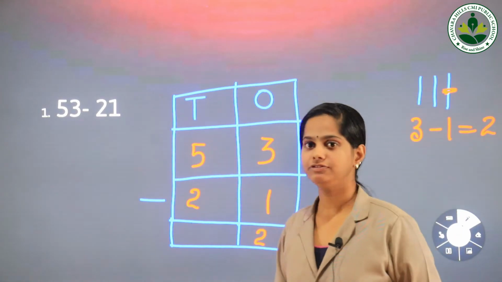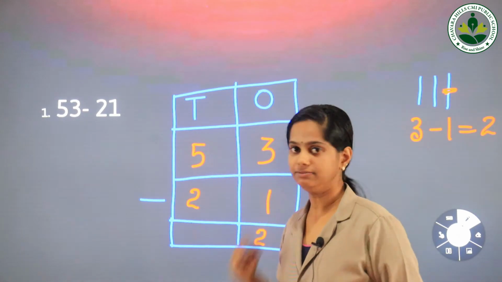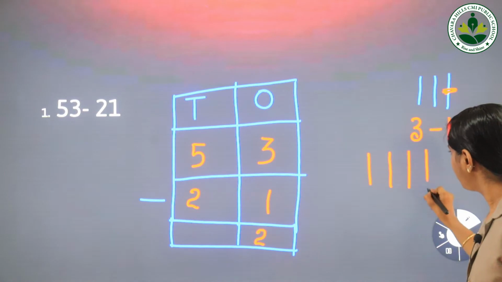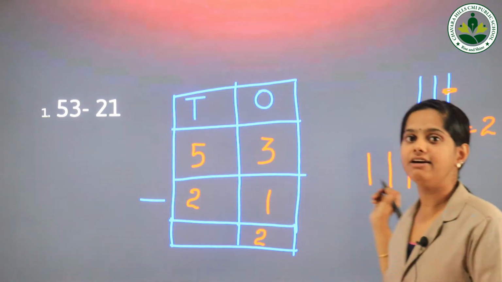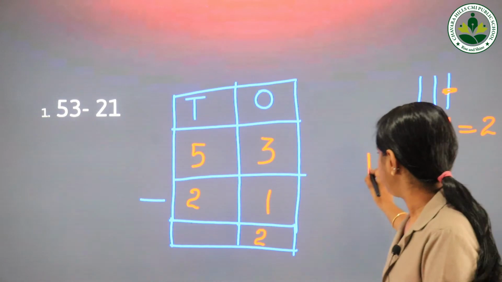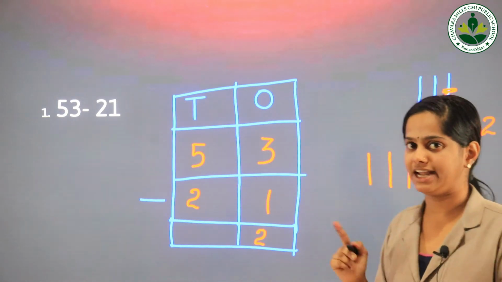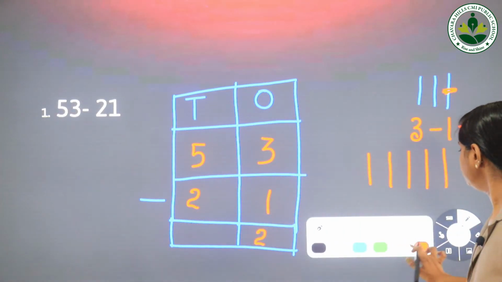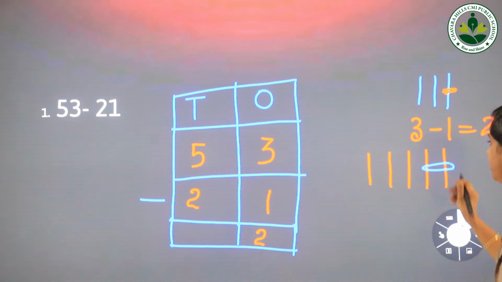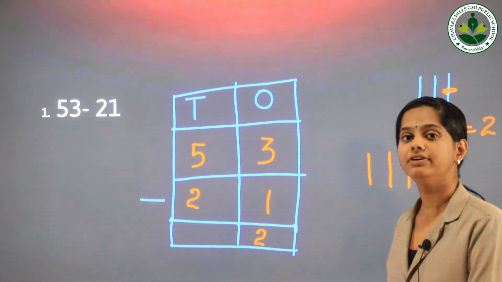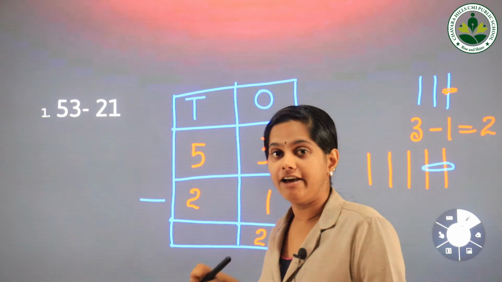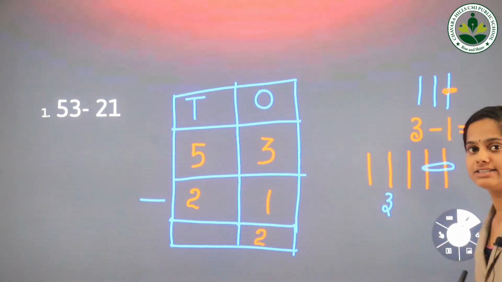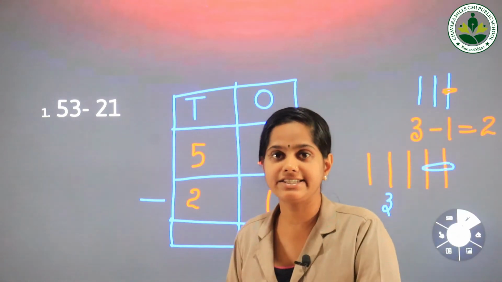Subtract 2 from 5. Suppose 1, 2, 3, 4, 5. Suppose these are the 5 bundles of 10 sticks. We have to subtract 2 from 5. So we remove 2 bundles of 10 sticks. How many sticks are left? Let us count. 1, 2, 3. 3 bundles of 10 sticks are left.